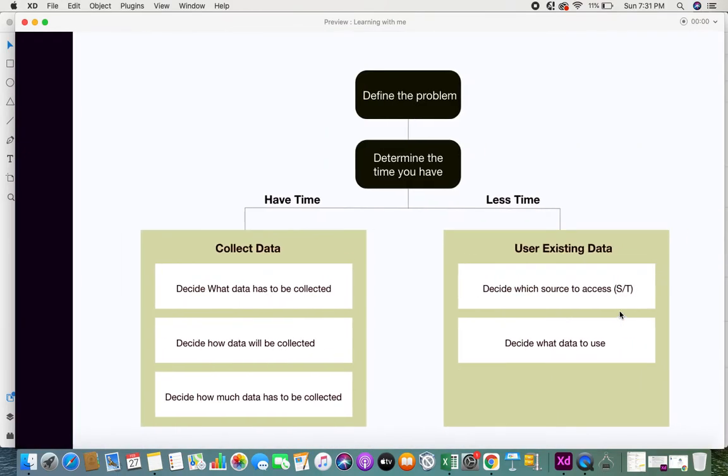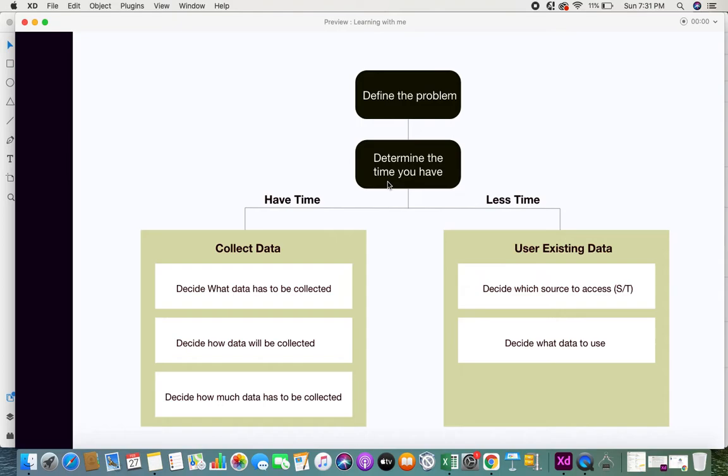So first, make sure you define the problem very well, because if you interpret the problem wrongly, then definitely the data and your analysis is going to go in the wrong direction. So always define the problem well, and after that, determine the time you have in hand. It might be a very short time project given to you to do the analysis and give some insights, or to give the current situation. Sometimes you might have a long period of time, sufficient time to do your analysis.